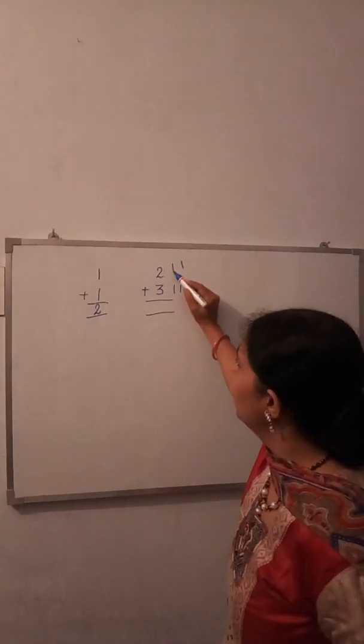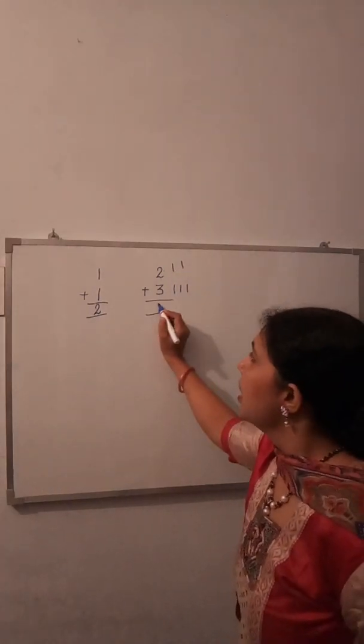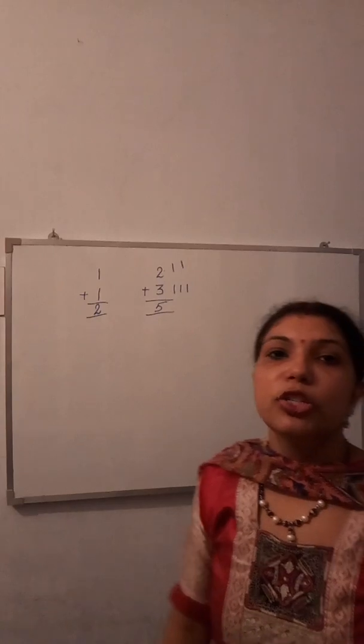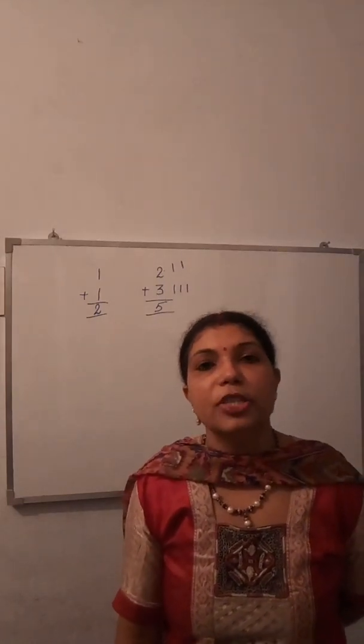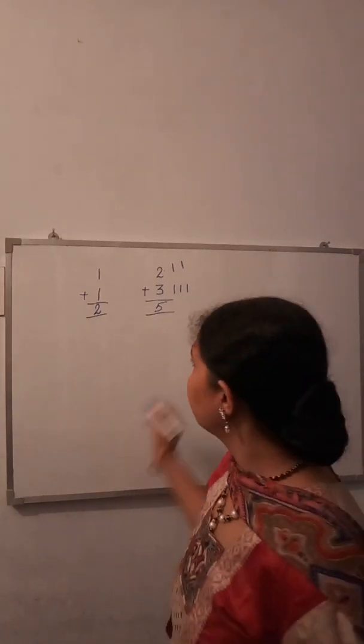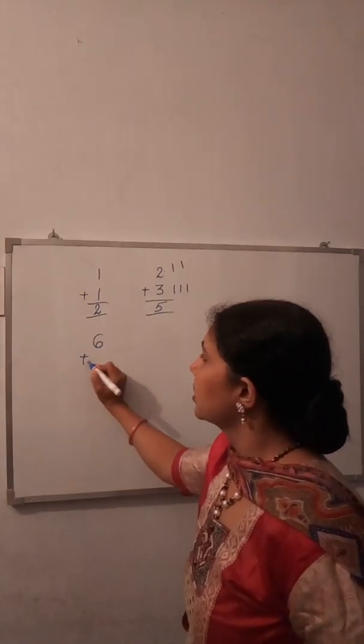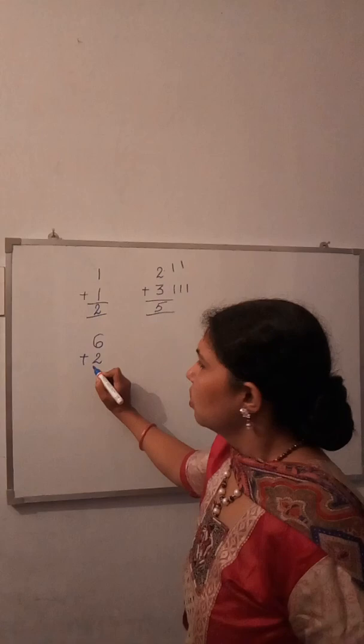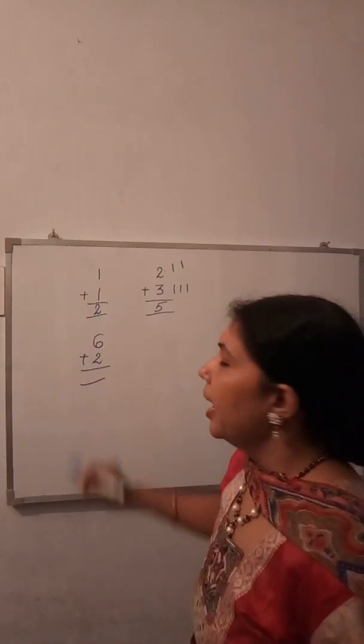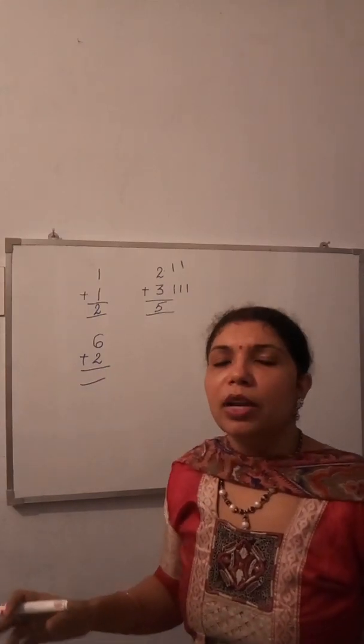Okay, then what will be 1, 2, 3, 4, 5. Means 2 plus 3 is equal to 5. In the same way, if here it is given 6 and it is given 2, then what have to do?